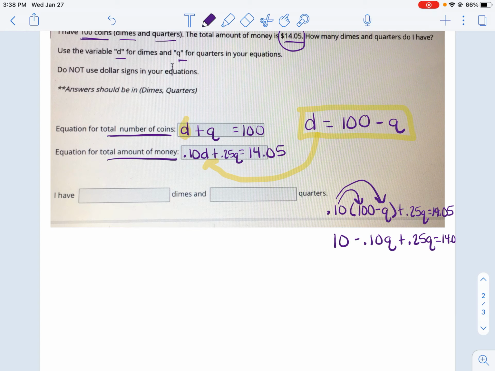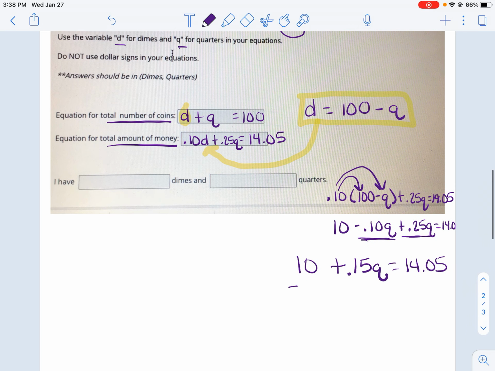Now, when we combine like terms, I have a negative 0.10 Q and a positive 0.25. So two numbers are different signs. I find the difference. So 25 minus 10 gives me 15 Q, and I keep the sign of the larger one, so it's a positive. Rewrite everything else. And now I'm going to move over my constants. So minus 10, minus 10.